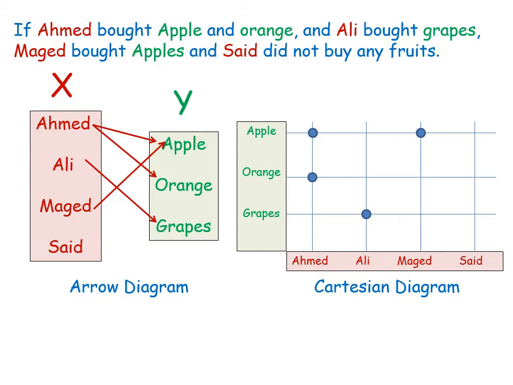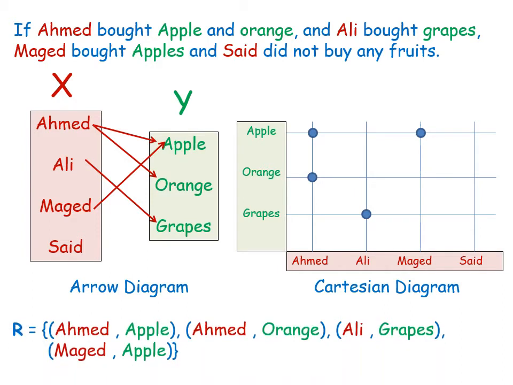And if we want to write the ordered pairs of this relation, I will say that R equals a set that contains what? Contains Ahmed apple, Ahmed orange, Ali grapes, Majid apple. That's all.